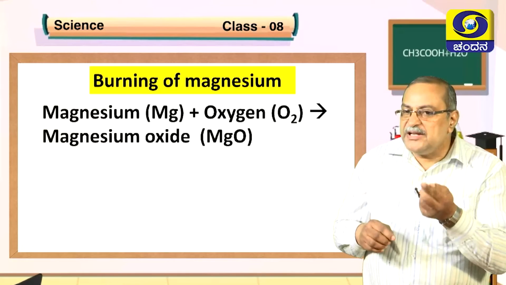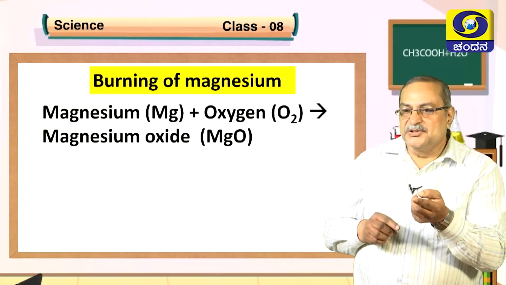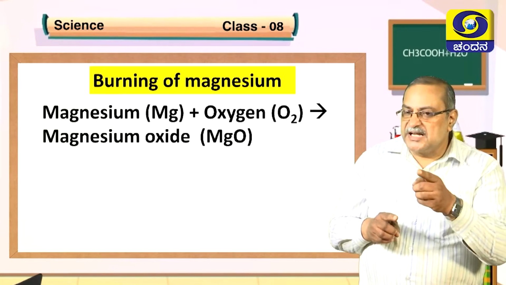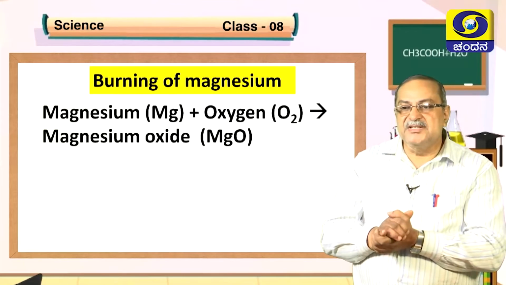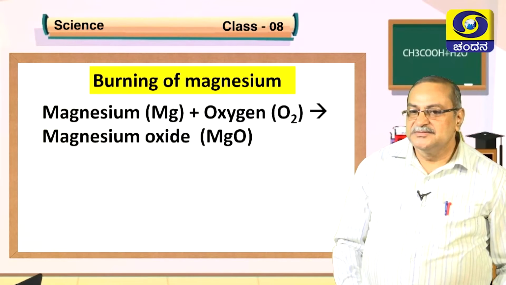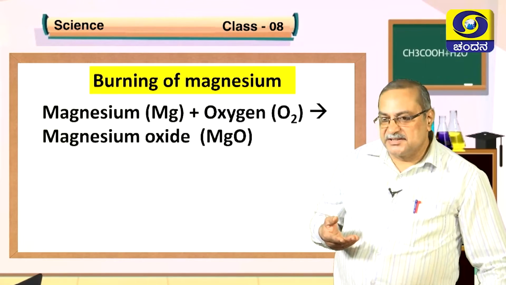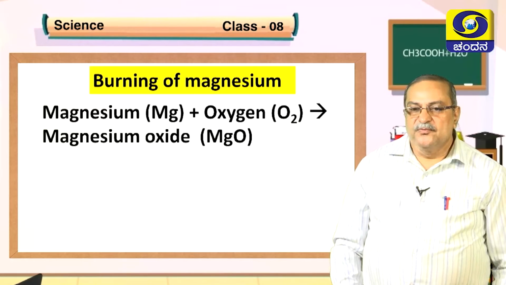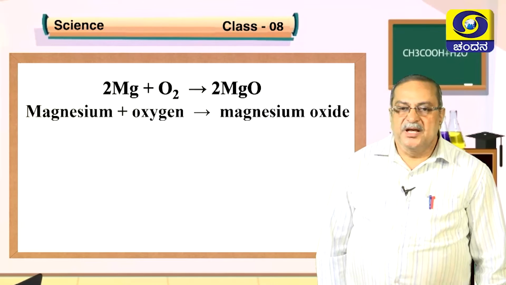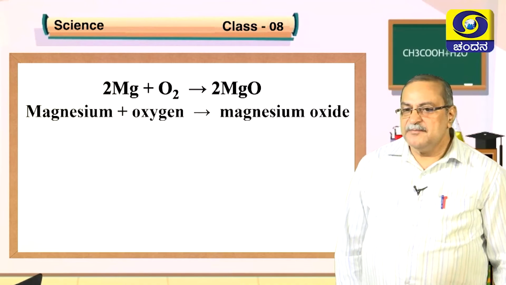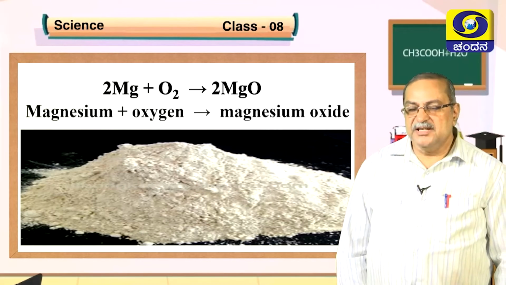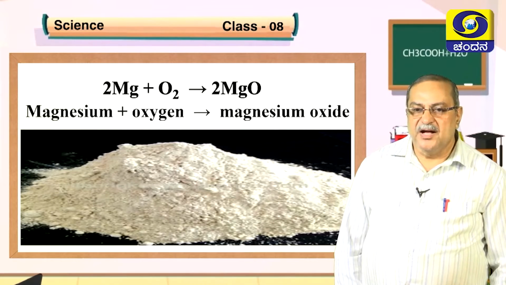That's why we have to wait for the metal to catch fire. It has to be heated up, then it will catch fire. Once it catches fire, it forms magnesium oxide. So when it is dissolved in water, what happened? It formed alkaline solution. It is a base. So when a base is formed, then red litmus turns to blue color. Here magnesium plus oxygen gives magnesium oxide. The white powder you have seen is nothing but magnesium oxide.